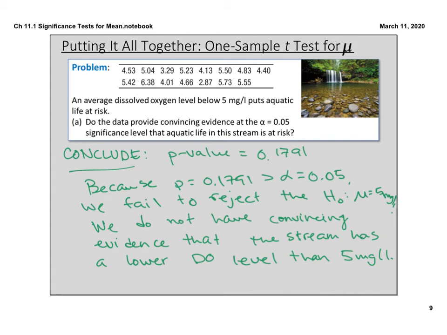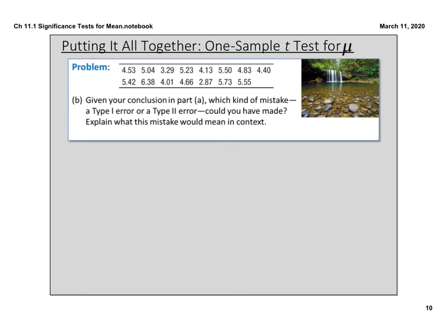Okay, so now we got to talk about B. In part B, it says, given your conclusion in part A, what kind of mistake, a type 1 error or a type 2 error, could you have made? Explain what this mistake would mean in context.